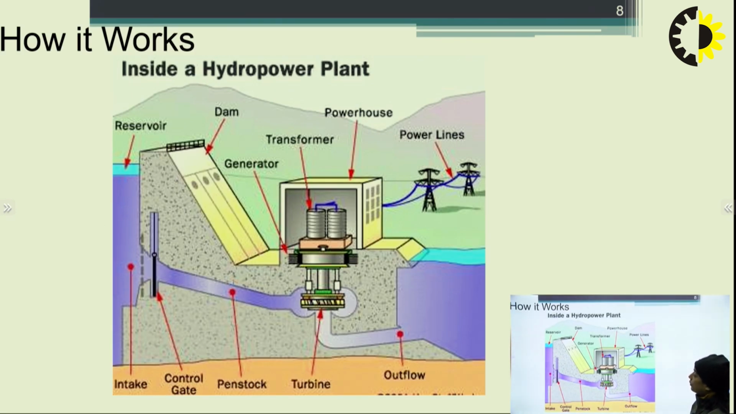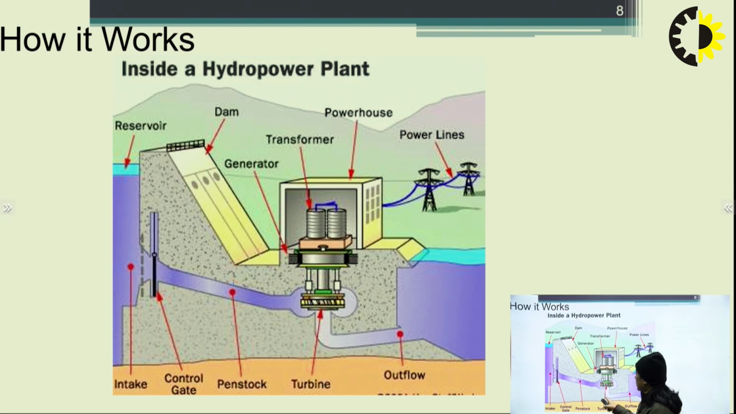So we can see how it works. This is the inside view of the hydro plant. Again there is the intake gate. This is the control gate, which is also known as the sluice gate. The reservoir is there. This is the dam. And here this is the penstock.